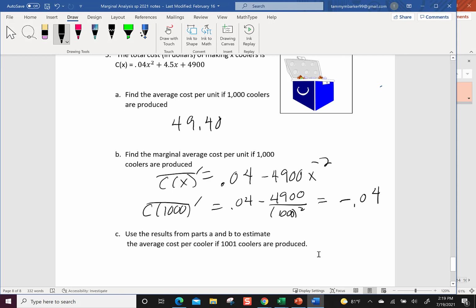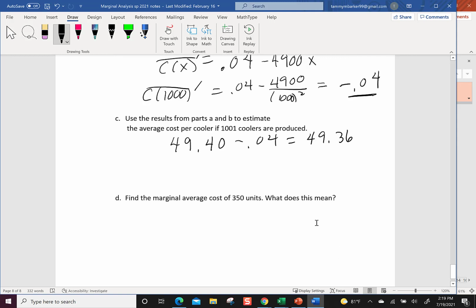So it says using the results from A and B, estimate the average cost per cooler if 1,001 coolers are produced. So before, we had that the average cost for 1,000 was $49.40, but we know that they're reducing by 0.04, so minus 0.04 gives us an estimate of $49.36.